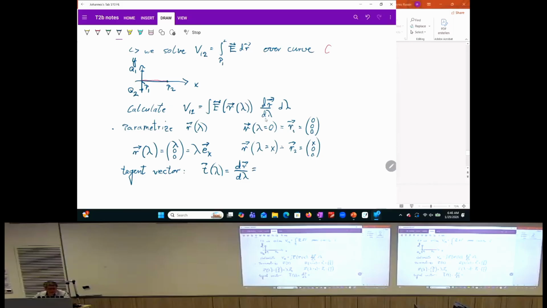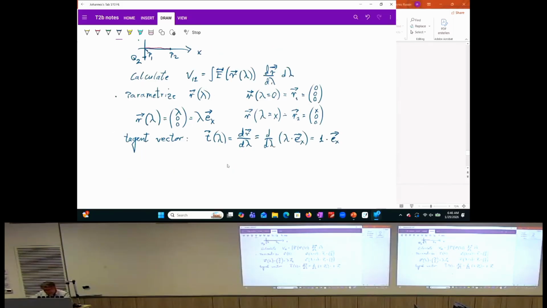We have r specified by the parameter lambda. So you just look into this equation here. You take the derivative. We insert that here. We have only an x component, and we take the derivative. So it is just 1 times ex. This seems maybe a bit of overhead, given this parameterization. You can see this really by inspection, but if you work through it in the formal way, then you can also apply it when you cannot do it by inspection anymore.